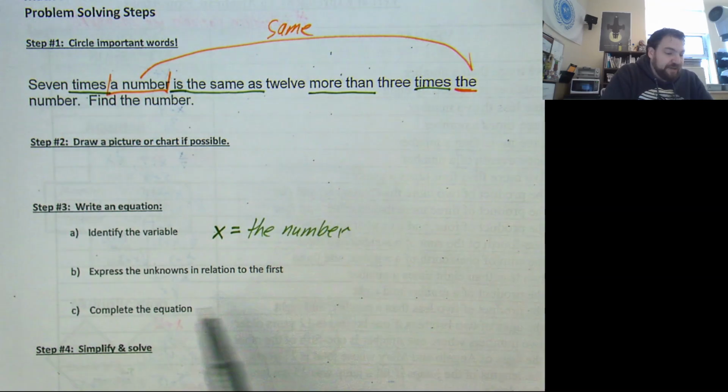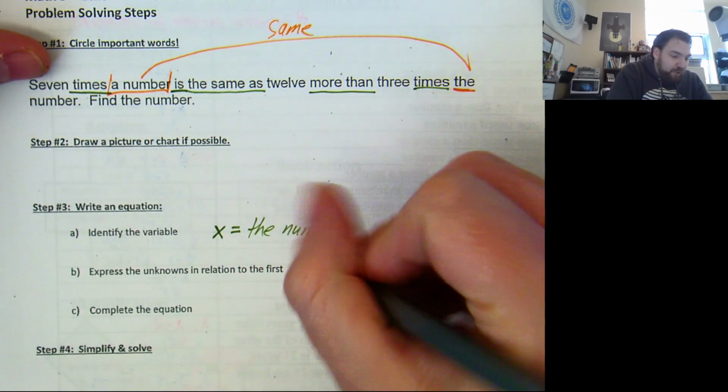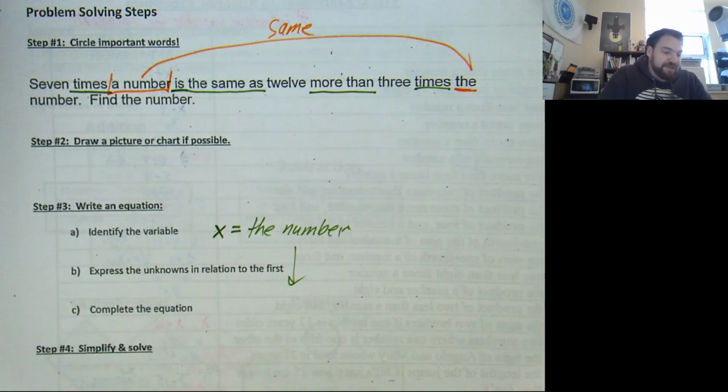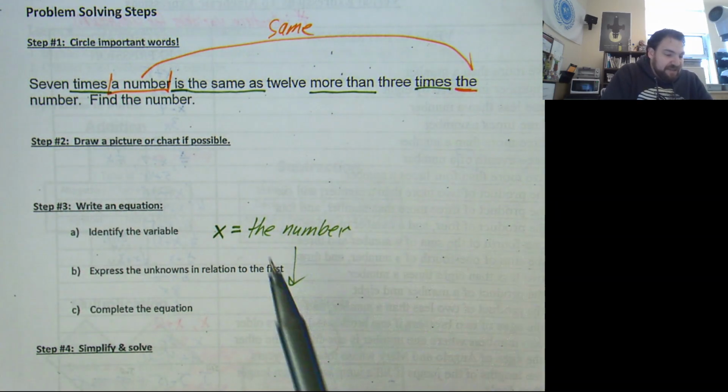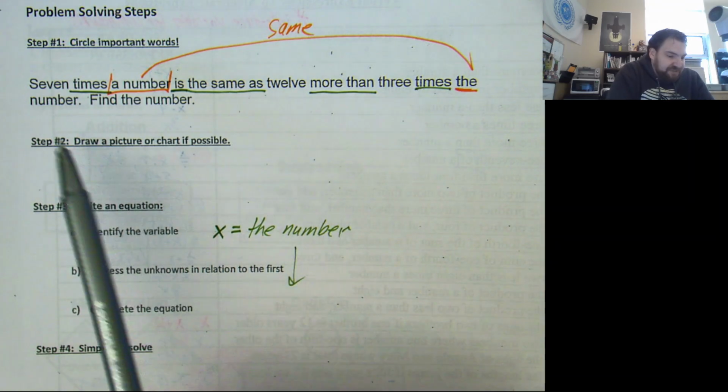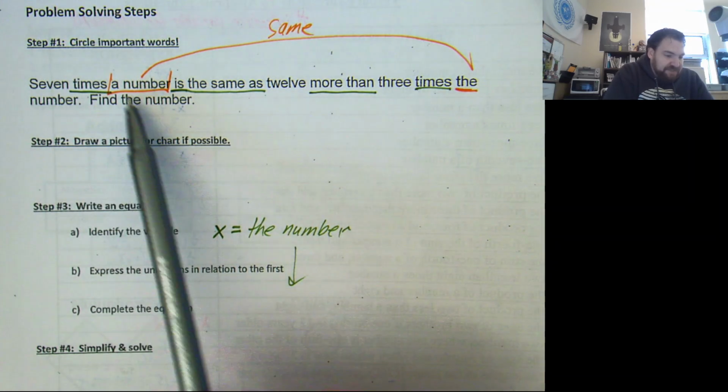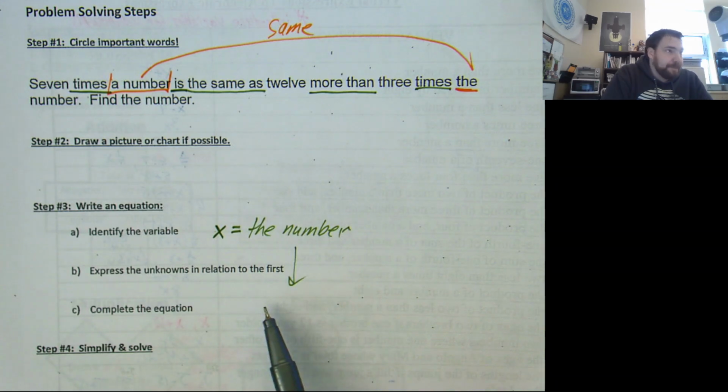And so now we're going to express the unknowns, or in this case, the one unknown, in the equation. We only have one unknown, so we can skip over part B here, and we're going to go straight to part C. Let's complete the equation. We only have one number. So 7 times a number, how am I going to write that?